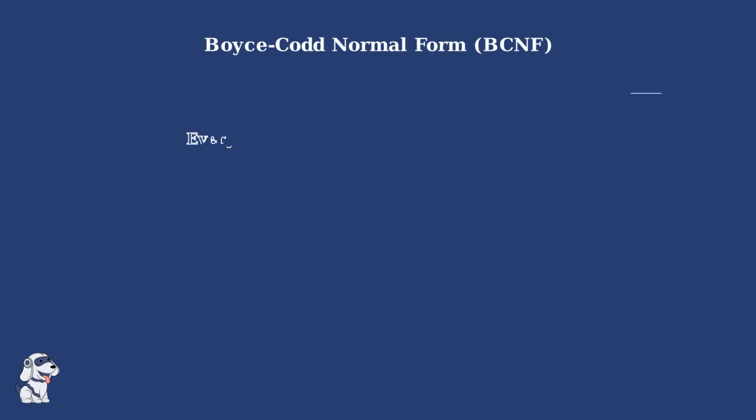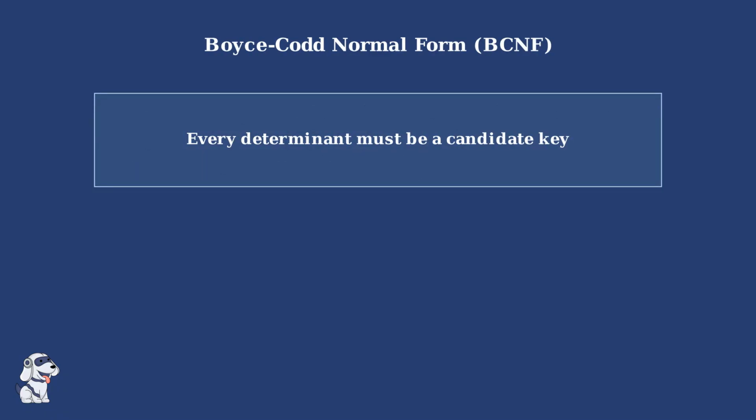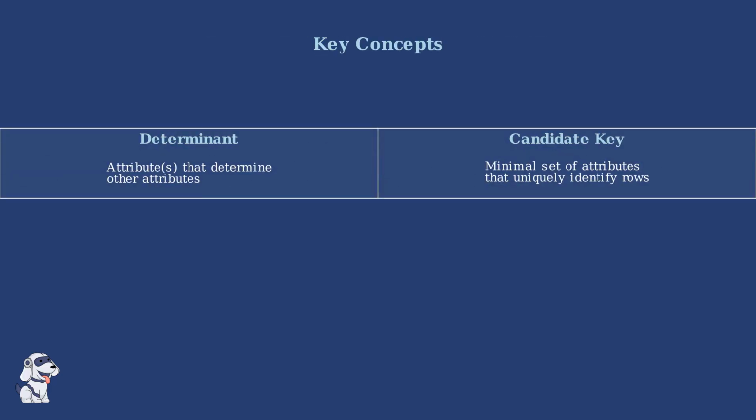Boyce-Codd Normal Form, or BCNF, represents a stricter version of third normal form. While 3NF eliminates transitive dependencies, BCNF goes further by addressing a specific problem that can occur when tables have overlapping candidate keys. To understand BCNF, we first need to clarify two important concepts: determinants and candidate keys.